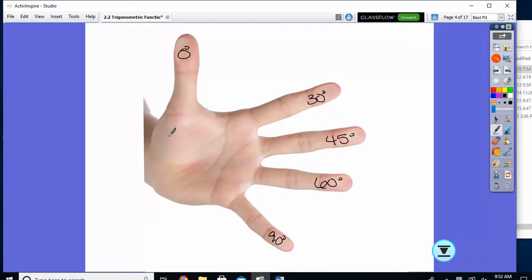The pattern, sine and cosine, it's a square root over 2. And under the square root, we put the number of fingers, remember? Sine is the top and cosine is the bottom. So for instance, if I said 0, I fold in my 0.